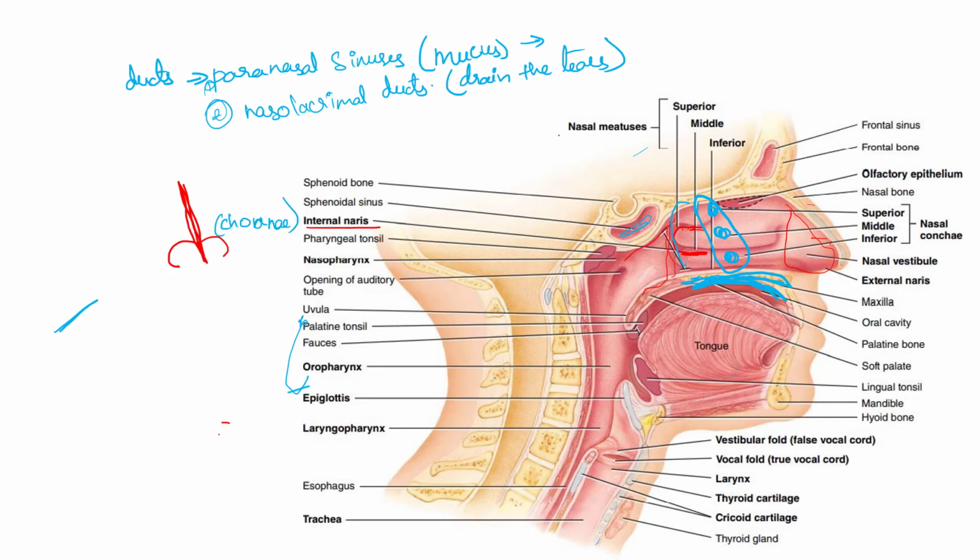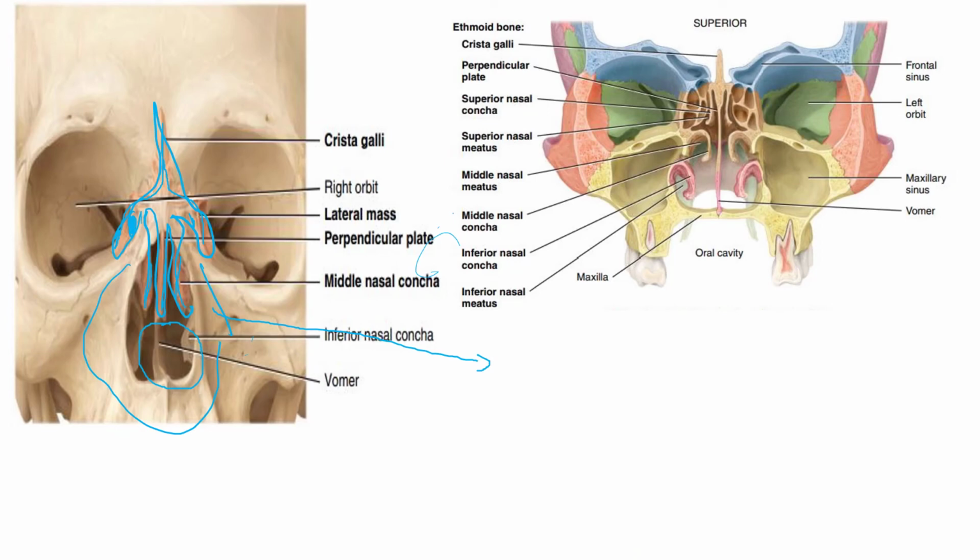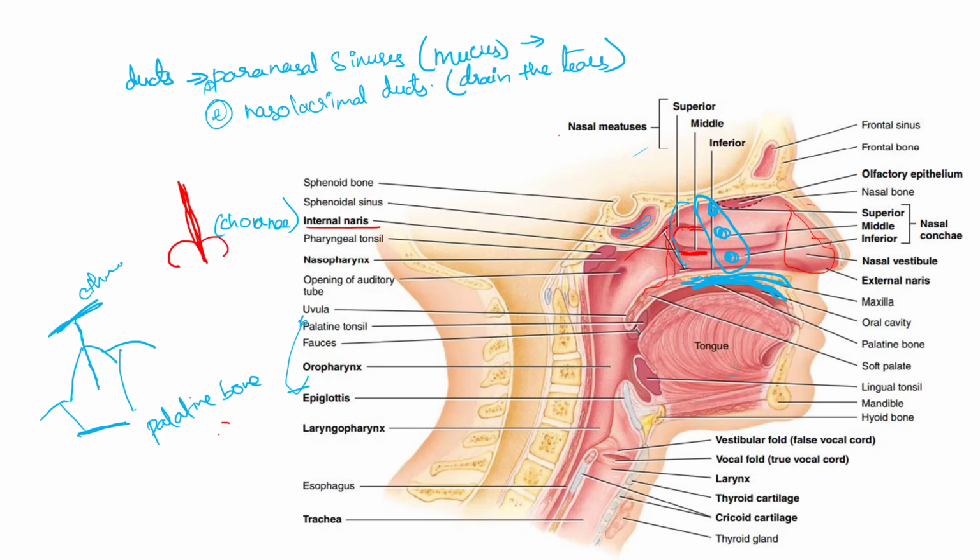So the roof is ethmoid bone and the floor is palatine bone. As well as this is not only roof, this is our lateral walls also. To the sides also we will be having palatine bones, as well as we will be having maxillae. And this ethmoid bone not only acts as a roof, it will also act as a lateral part, because if we see here, it is not only acting as a roof, but it is also acting as a side part. And next one is nasal bones and lacrimal bones. Here we will be having lacrimal bones.